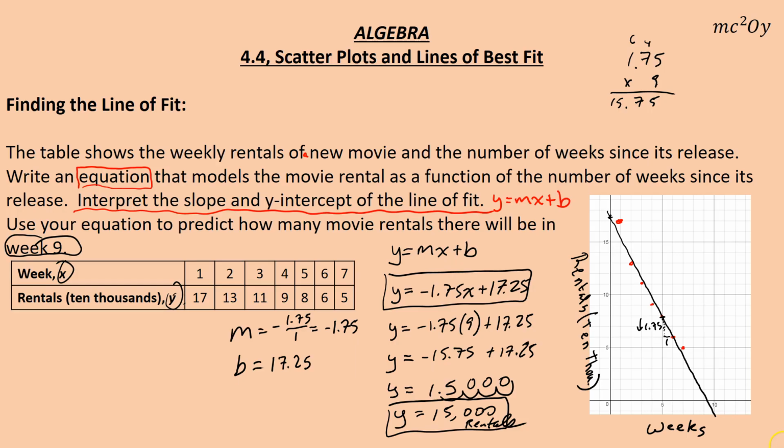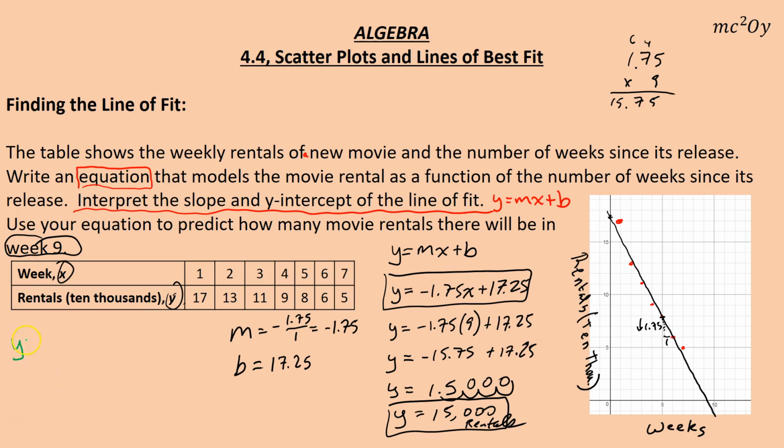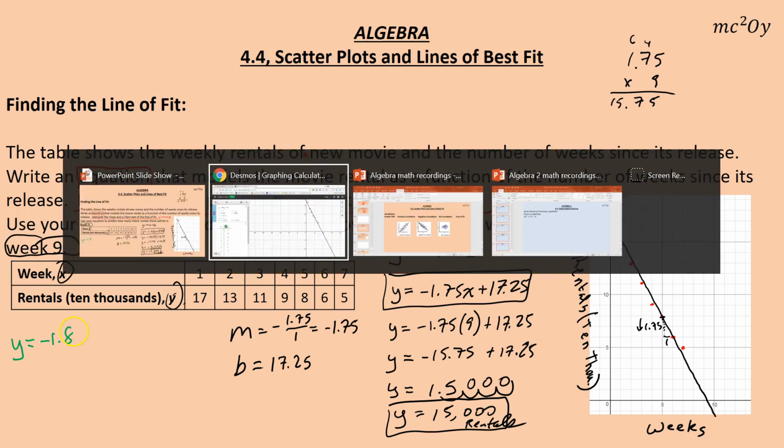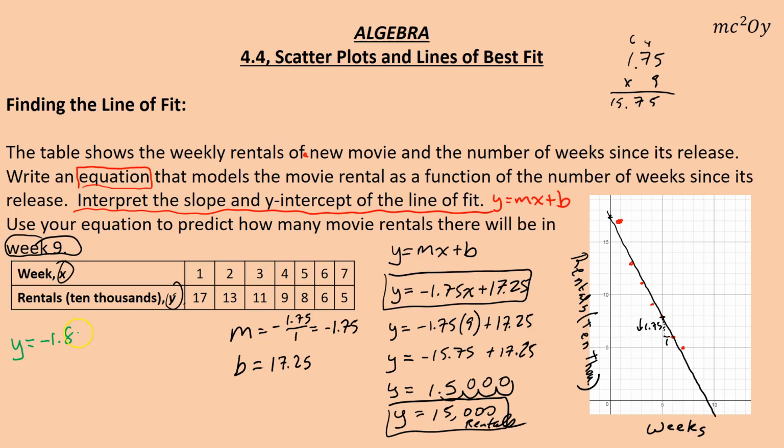So I'm going to rewrite that equation here. So let's switch colors. So y equals negative 1.89x plus 17.43. Okay, rounding. So notice how close we were. I mean, we had negative 1.75 and 17.25.